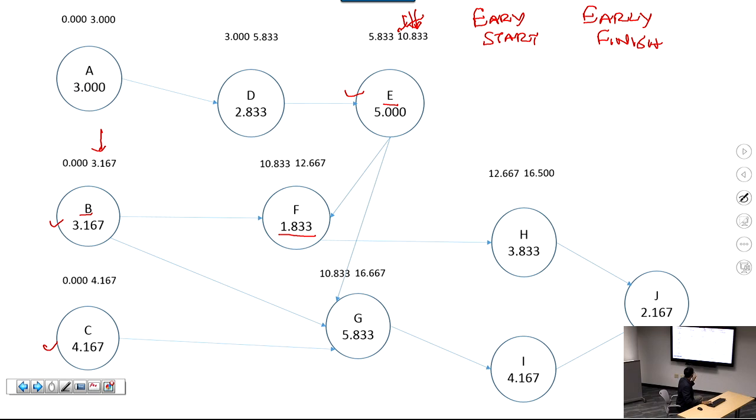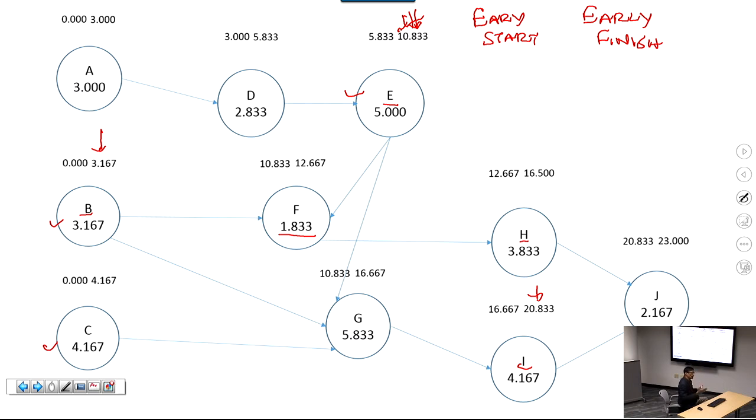I goes after G, okay? So that's early start for I. Add the time for I, and it would be finished by this time. J can start after both H and I are done. The earliest that both of them are done is this, right? So then J can start at this time. Add the time for J, and it would be finished by this time, right? And that's your entire project.